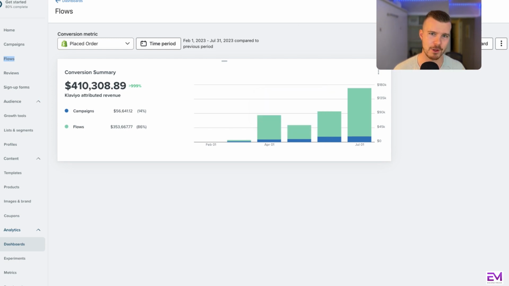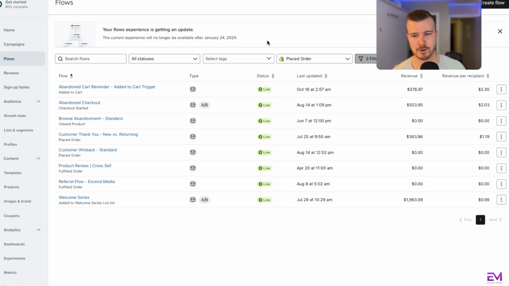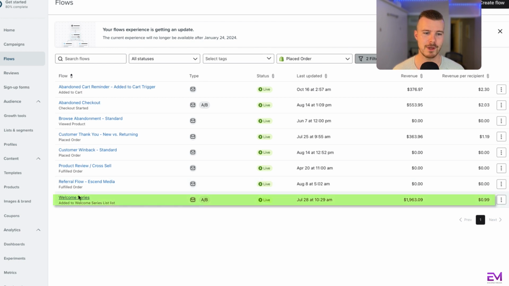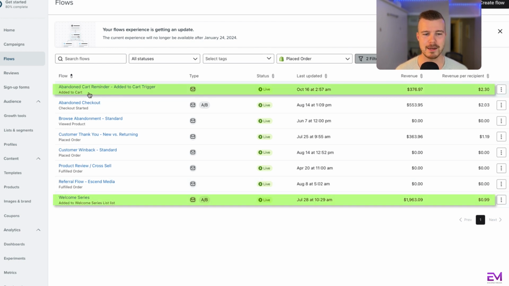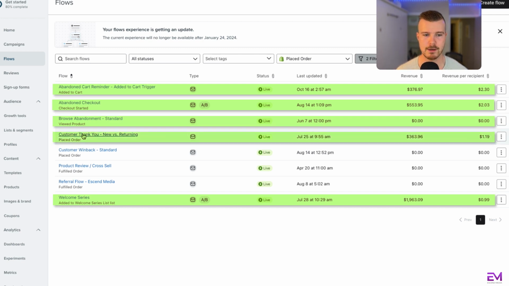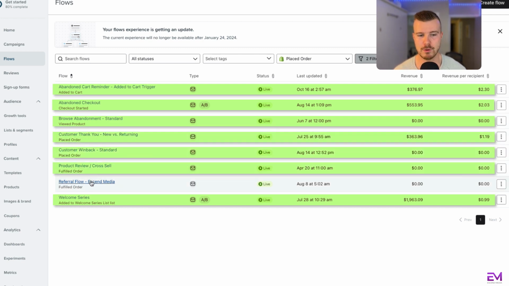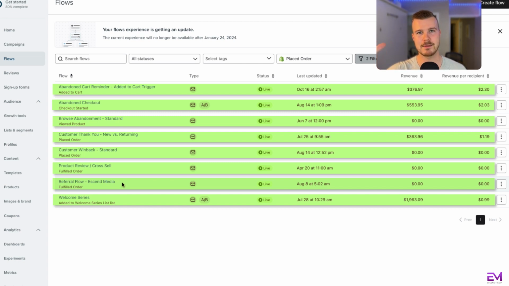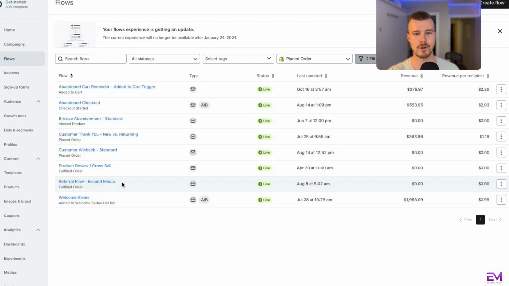Now, from the flow side of things, this is where the real money makers were for this brand, at least starting off with them, for the reasons that I had mentioned there. Now, the flows that we were looking at were, we had the welcome series, we had the abandoned cart, abandoned checkout, the browse abandonment, a post-purchase thank you series, a win back, product review, a referral flow, which was huge for them. These are all of the main types of flows, and these are kind of the core flows that we had set up. What these are doing is warming people up who haven't purchased yet.